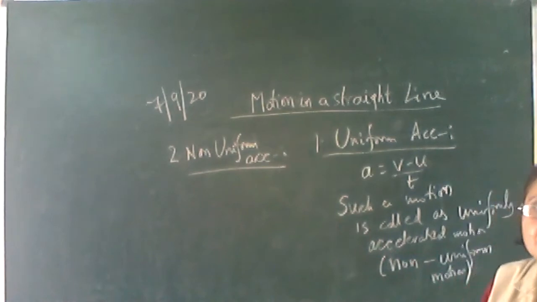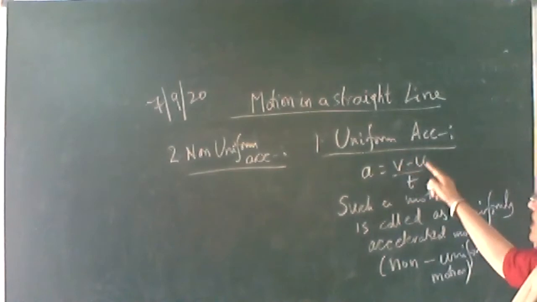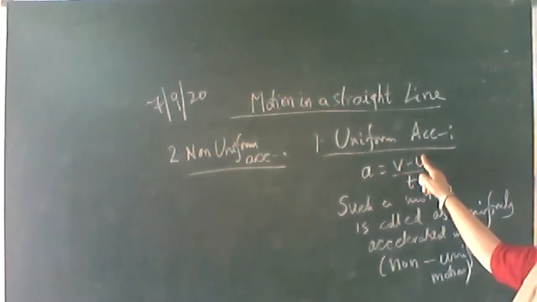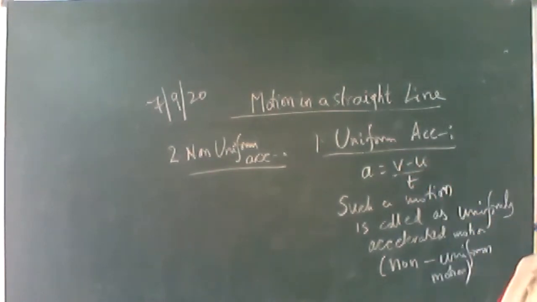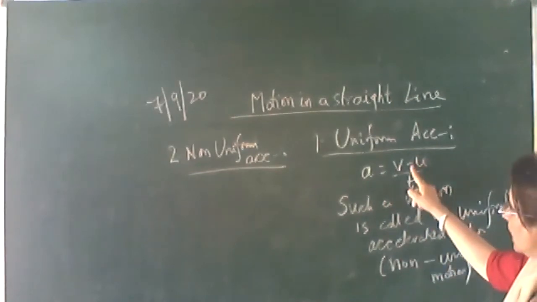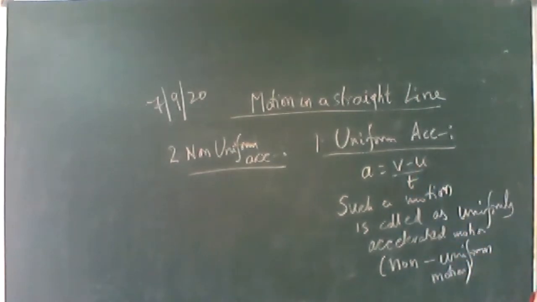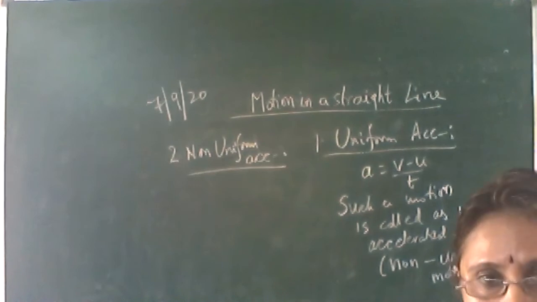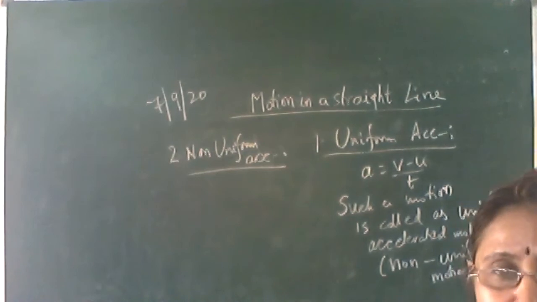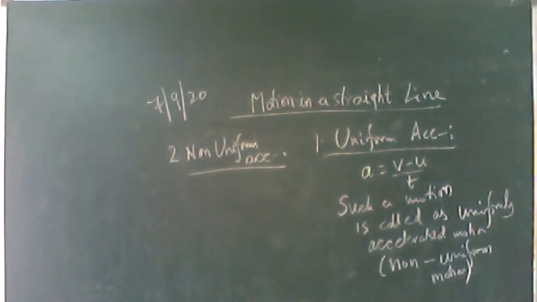And when will the acceleration be non-uniform? When the change in velocity is unequal in equal intervals of time. If the change in velocity is unequal in equal intervals of time, the acceleration will be non-uniform, and such a motion is called non-uniformly accelerated motion. So write down for non-uniform acceleration.